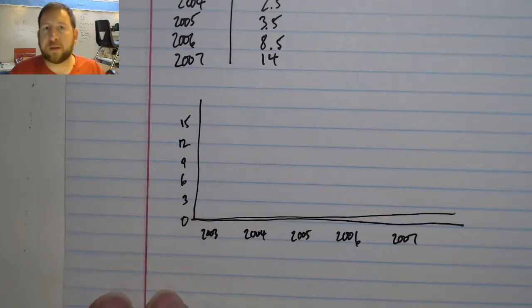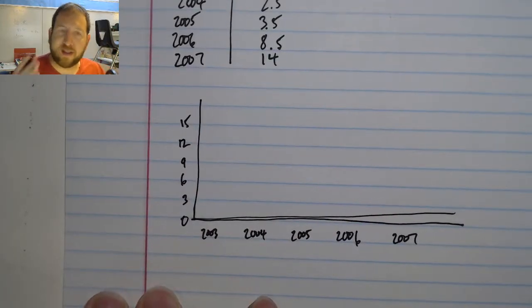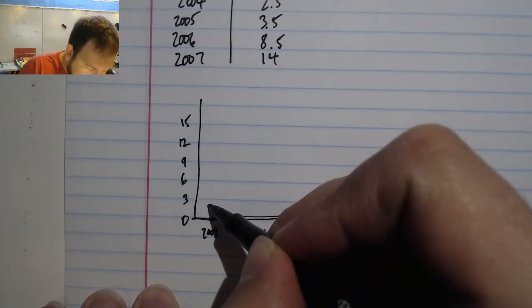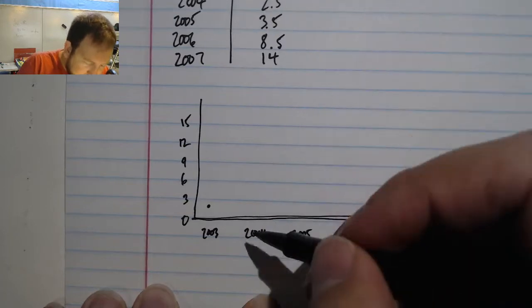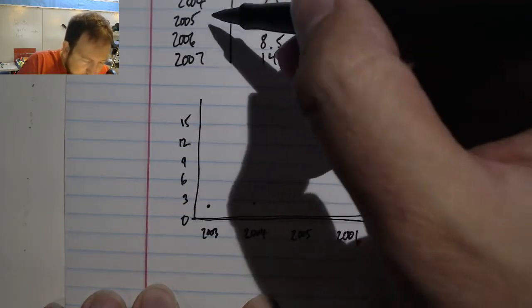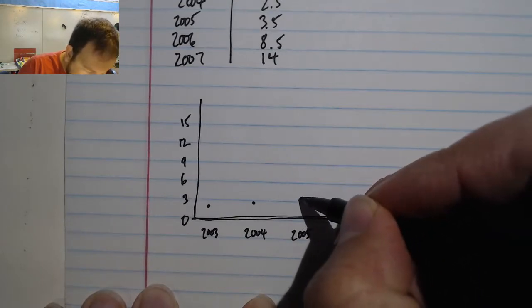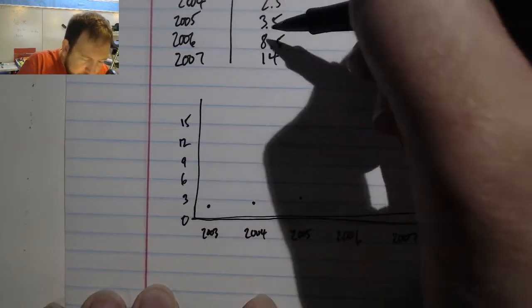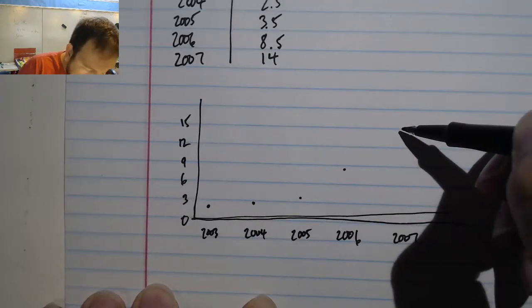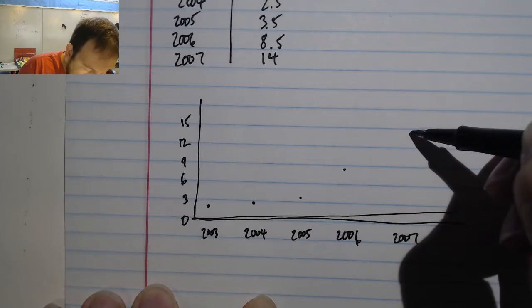So this time, instead of building bar graphs at each point, I'm just going to put a dot for now. 2003 is 2. It's going to be about right here. 2004 is 2.5. It's going to be right here, almost 3. 2005 is 3.5. It's going to be right here. 2006 is 8.5. It's going to be right here. And 2007 is 14, which is going to be just below this.